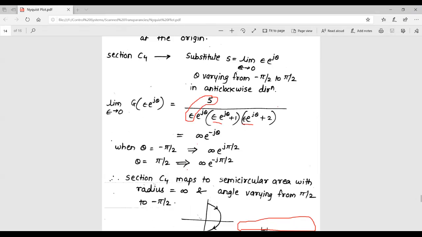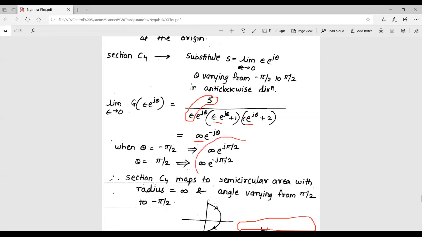So that step is skipped on the slide, but you can very well understand. So this 5 upon epsilon comes out to be infinity, okay? Because epsilon is as good as 0. Then when angle is minus pi by 2, because for section C4, now the starting point of the angle is minus pi by 2 and the end point is at pi by 2 depending on the direction. So after substituting this angle, we get infinity e raised to j pi by 2 and infinity e raised to minus j pi by 2.